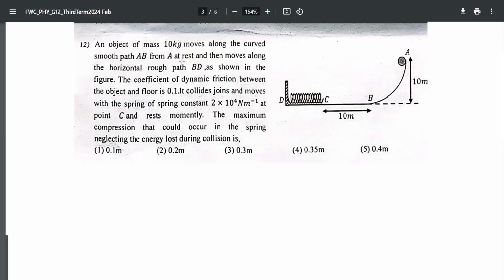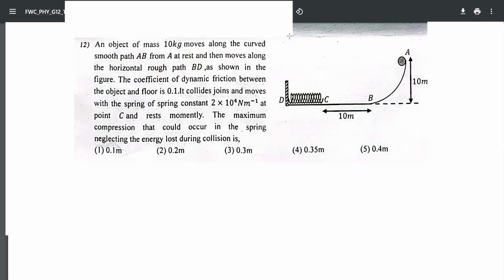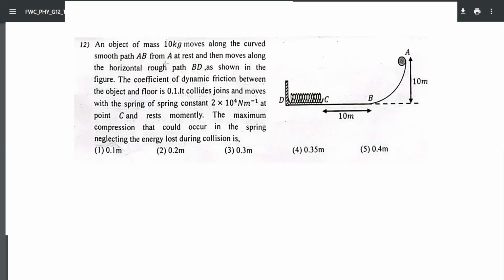All right, question number 12. An object of mass 10 kg moves along the curved smooth path AB from A at rest, and then moves along a horizontal rough path BD. So the whole path BD is rough. The coefficient of dynamic friction between the object and the floor is 0.1. From where to where? From B to D. Mu is 0.1.